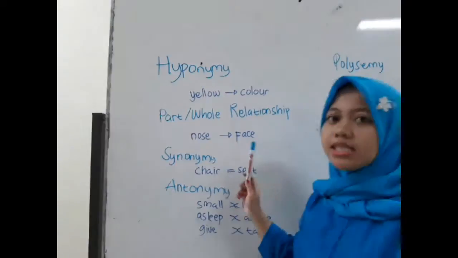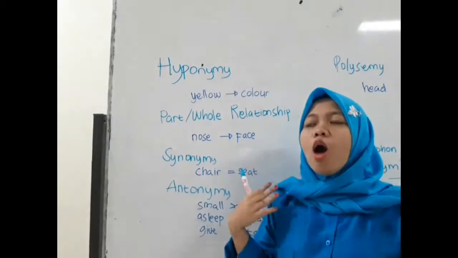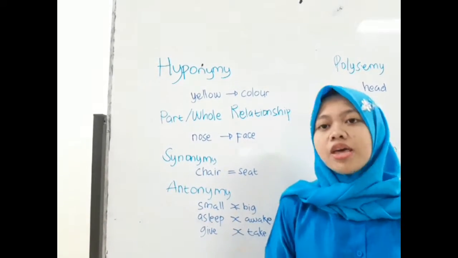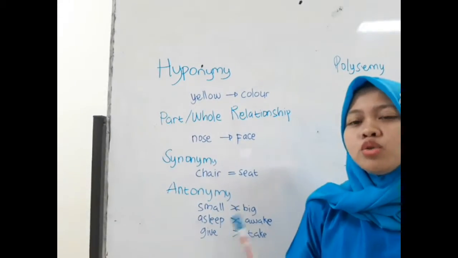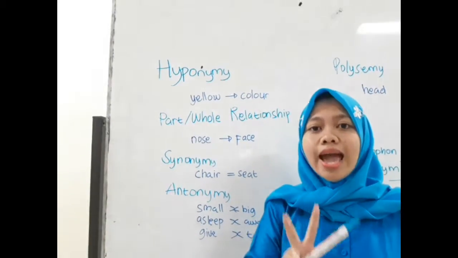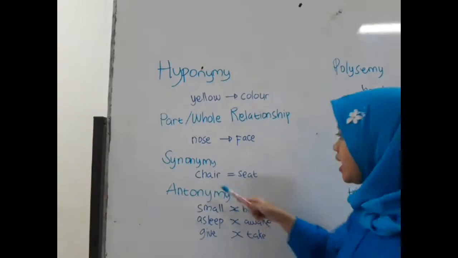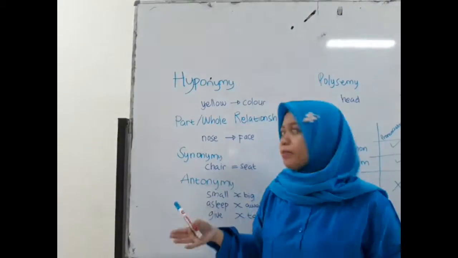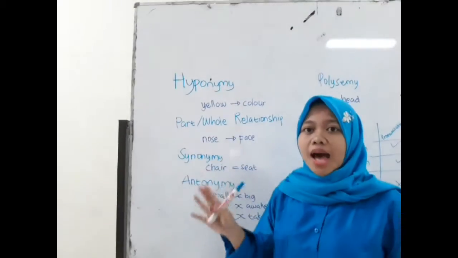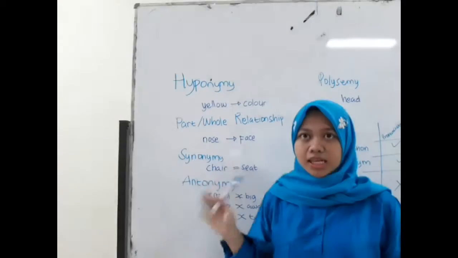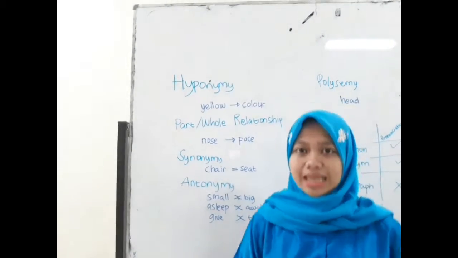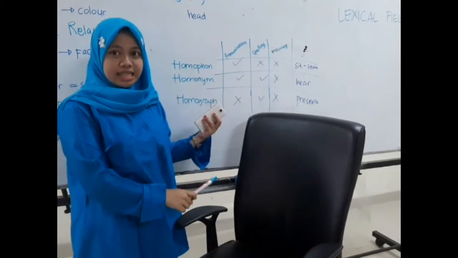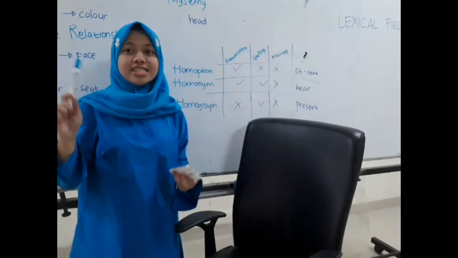The third one is synonym. So what is synonym? Almost everyone in this world has already understood synonym. That is, synonym is a term we use to call two words that have similar meanings. For example, chair and seat. These two words are different in pronunciation and spelling, but they have similar meaning, that is, a place to sit. This is a chair, and it can also be called a seat. That's why chair and seat are synonyms.